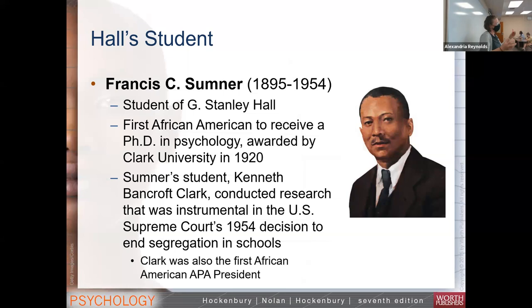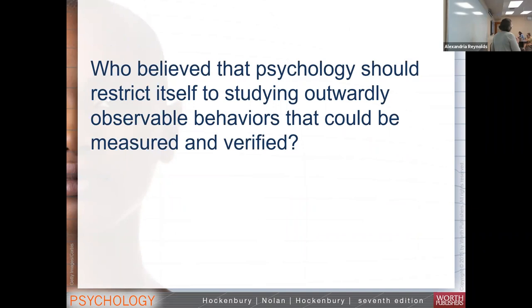Who believed that psychology should restrict itself to studying outwardly observable behavior that could be measured and verified, okay? Who was the biggest proponent? Skinner, very good, okay? I don't see it on chat. Sometimes it's hard to get your fingers going, right? Especially if you see one person on an iPhone, that's really hard to type in. That's exactly right. It was B.F.